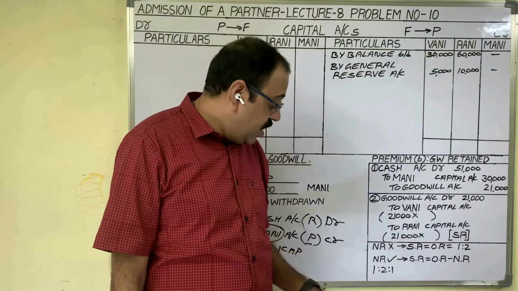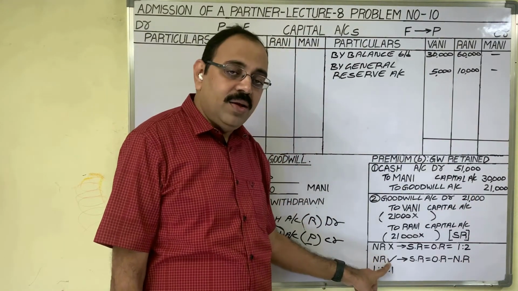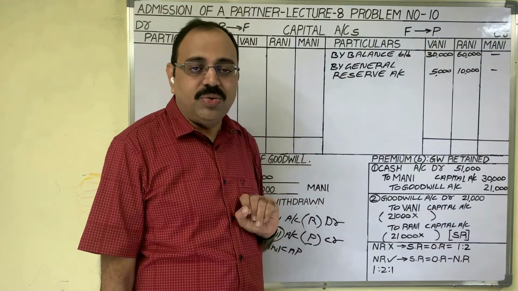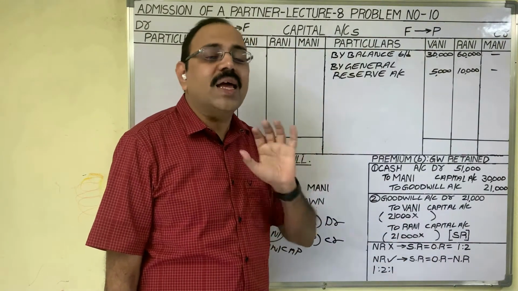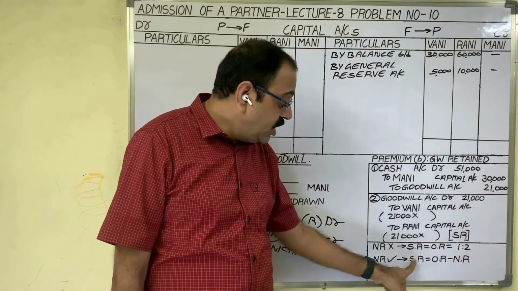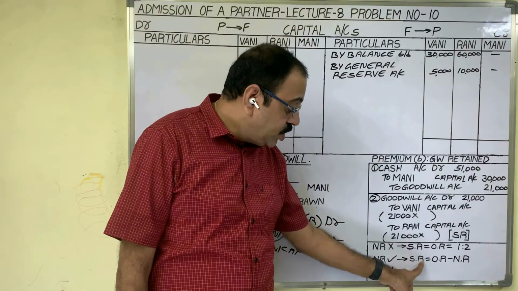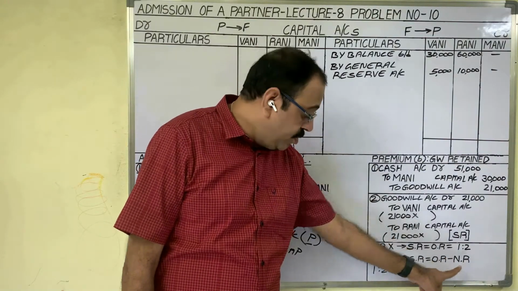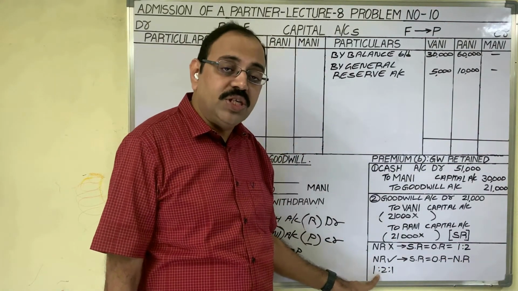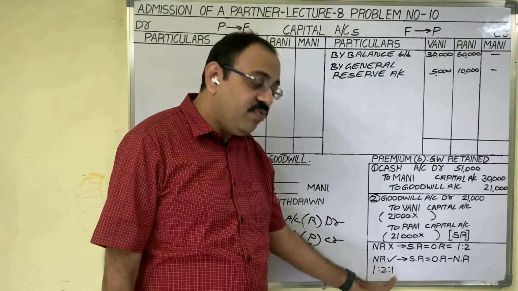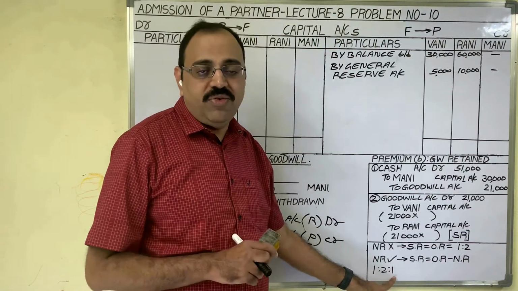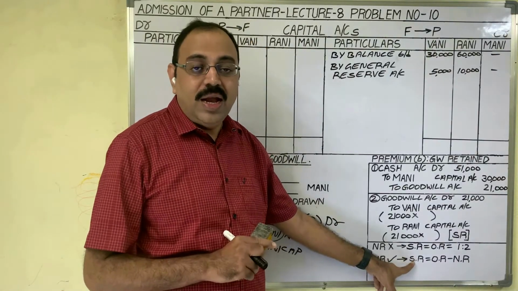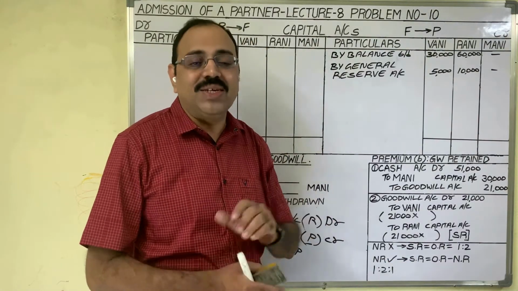In the question, if a new ratio is given, then old ratio we should not take as sacrificing ratio. We have to calculate sacrificing ratio by using this formula. Sacrificing ratio is equal to old ratio minus new ratio. In the present problem, new ratio is given in the question, 1:2:1. As new ratio is given in the question, we have to compute the sacrificing ratio. Let us see how to calculate sacrificing ratio.